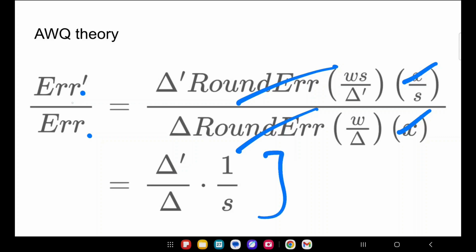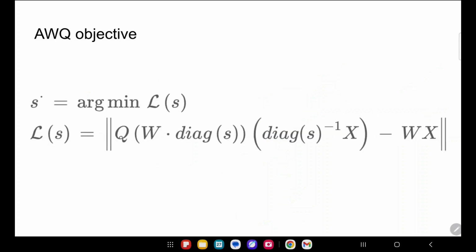We want to move towards lower error. That means error prime needs to be less than error. One way would be to go higher and higher s while keeping delta prime close to delta as per this equation. From this analysis, they set the objective as finding the best s, where loss is the least squares between the change done due to scaling and quantization with the actual activations.